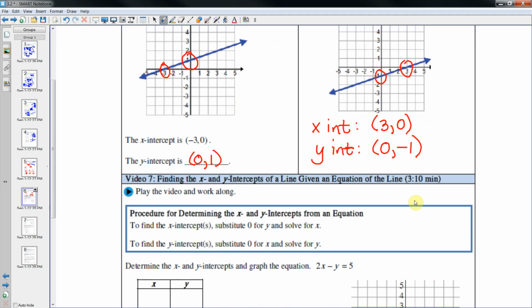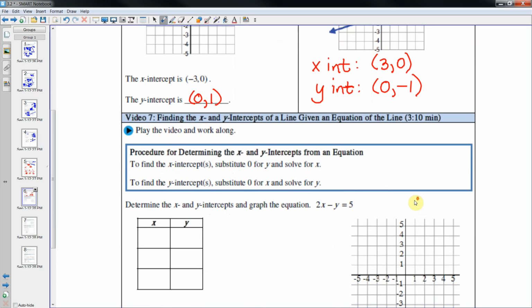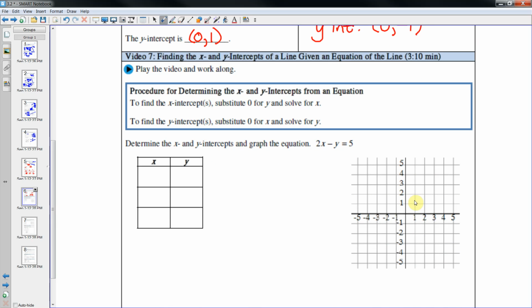Now, suppose we're not given a graph, suppose we're given an equation, and I'm asked to find the x and y intercepts. Well, we have a process to find the x and y intercepts. To find the x-intercept, we're going to put in 0 for y and solve for x. To find the y-intercept, we're going to put in 0 for x, and we're going to solve for y. So in the first one, we're going to put in a 0 for y and solve for x. The next one, we're going to put in a 0 for x, and we'll solve for y. And then a lot of times they like you to do one extra point.